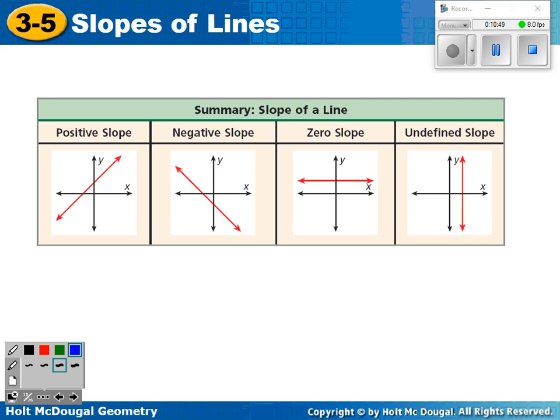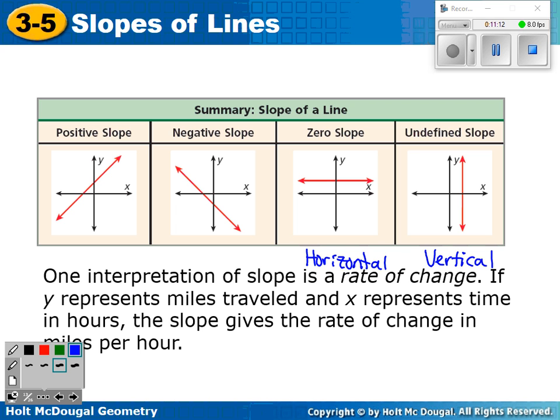Okay, so the next thing, we've already talked about zero slope for horizontal lines. We've already talked about undefined slopes for vertical lines. And then if the line goes up from left to right, it's going to have a positive slope. If it's going down from left to right, it's going to have a negative slope, right? We learned all of that in Algebra 1 as well.